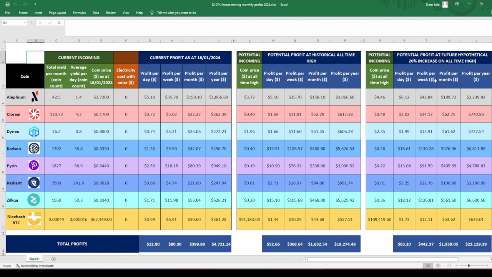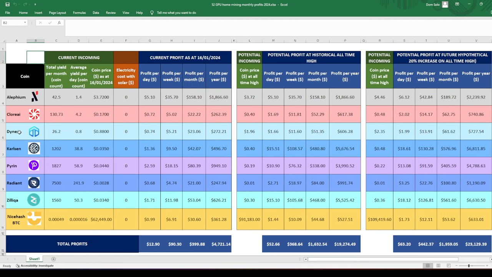And then further over to the right, we have our potential profit at a future hypothetical 20% increase on all-time high. If the Bitcoin cycle repeats itself, which we all hope it does, and those all-time highs get broken, then we could be looking at over $23,000 a year at current mining revenue. Sorry, I should say, with how much yield we're getting at the moment and the revenue we would get from that. Now, obviously, this isn't going to be the case for all of these coins, but some of them it will be. There will be coins in here.